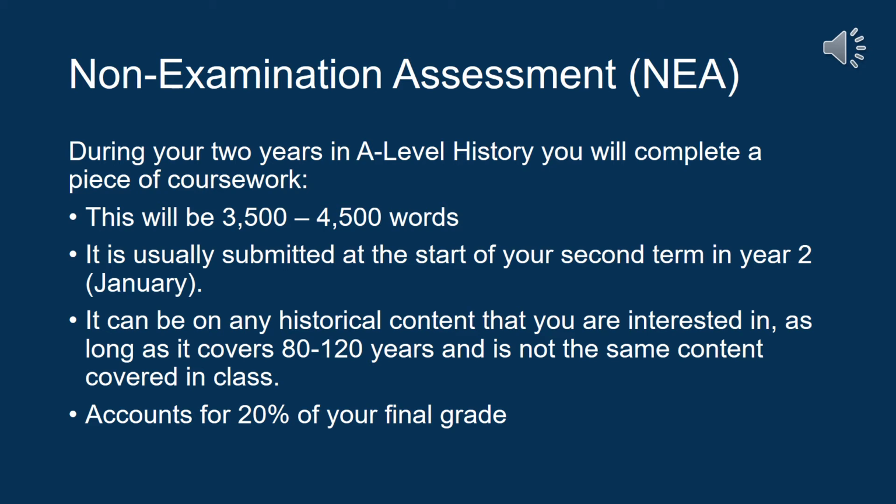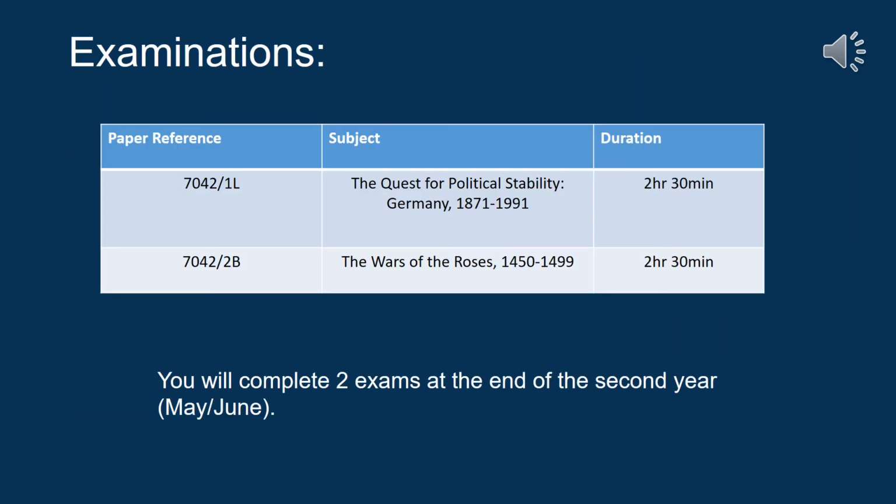We start it in the January of the first year and it's usually completed by the January of the second year. It should be between 3,500 and 4,000 words long and is worth 20% of your final grade. Exams. So, as well as the history coursework being worth 20% of your final grade, each exam is worth 40%. You will take these exams at the end of the 2 years and they're both 2 hours and 30 minutes long. And once you add those together, plus your coursework, you get your final A-level grade.